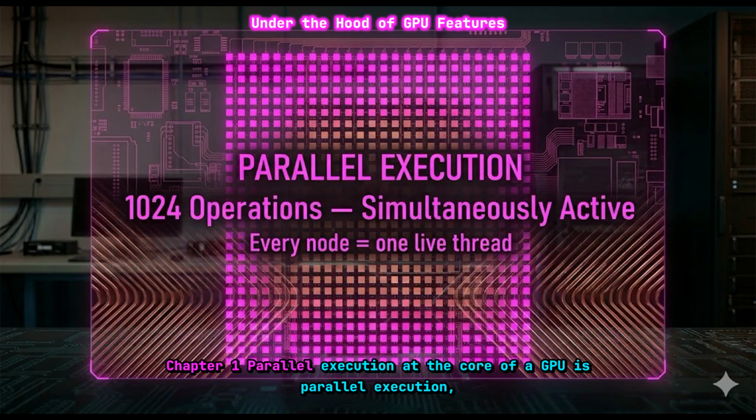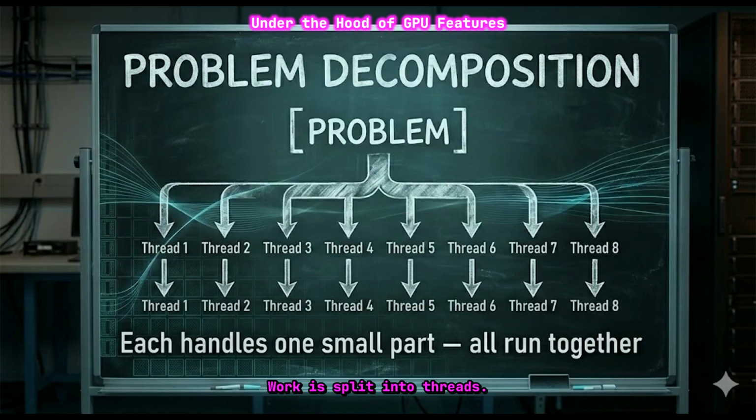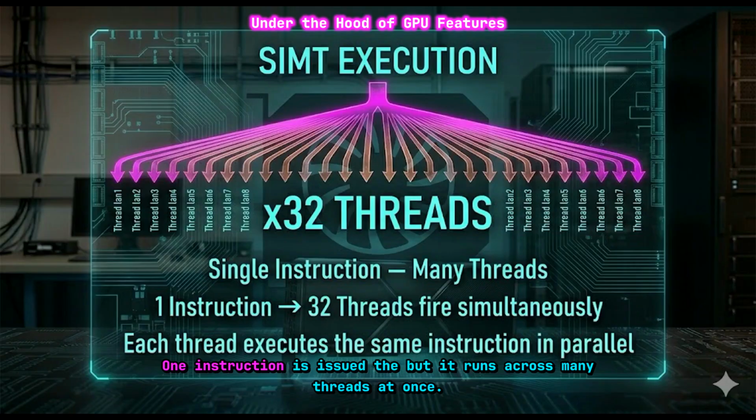Chapter 1. Parallel execution. At the core of a GPU is parallel execution, not speed, parallel work. Thousands of small operations running at the same time. Work is split into threads. Each thread handles a small part of the problem. Then they all run together. This is SIMT execution. Single instruction, many threads. One instruction is issued, but it runs across many threads at once.